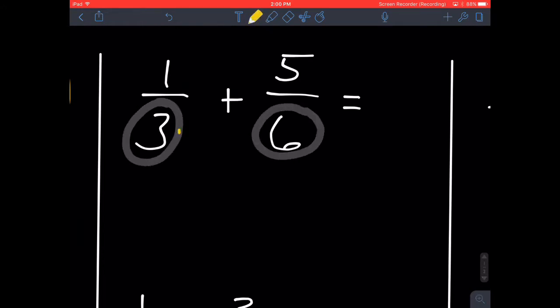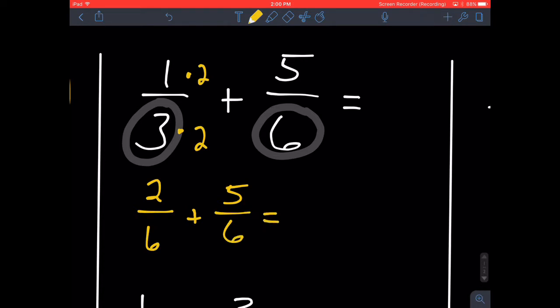You know I can turn 3 into 6 by multiplying times 2. When you do it in the denominator, you gotta do that in the top. Otherwise, you're starting with a different fraction. So when I rewrite this, I'm gonna get 2/6 plus 5/6 all together. That gives me 7/6. Gosh, why do people cry about this?